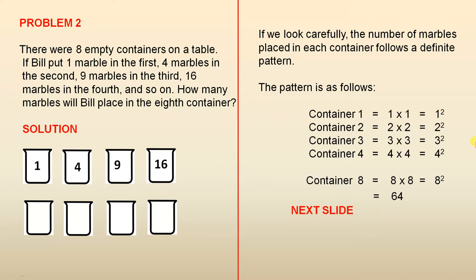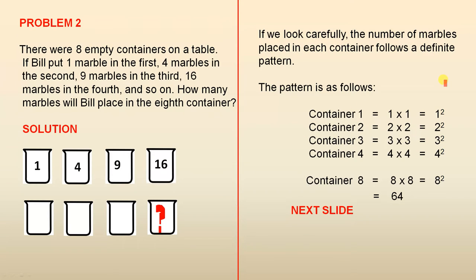Problem 2. There were 8 empty containers on a table. If Bill put 1 marble in the first, 4 marbles in the second, 9 marbles in the third, 16 marbles in the fourth, and so on, how many marbles will Bill place in the 8th container? So there is the 8th container here, and at the moment we don't know what that answer is.